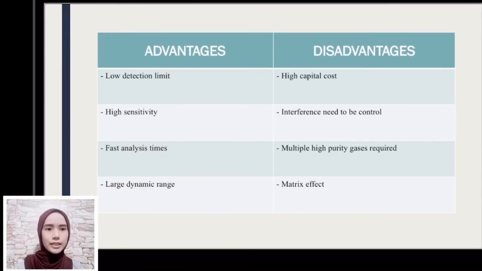For the disadvantages, inductively coupled plasma mass spectrometry has a high capital cost, although recently introduced benchtop instruments are considerably less expensive. Inductively coupled plasma uses heavier elements that suit the analysis, since the lighter elements suffer from more interference.